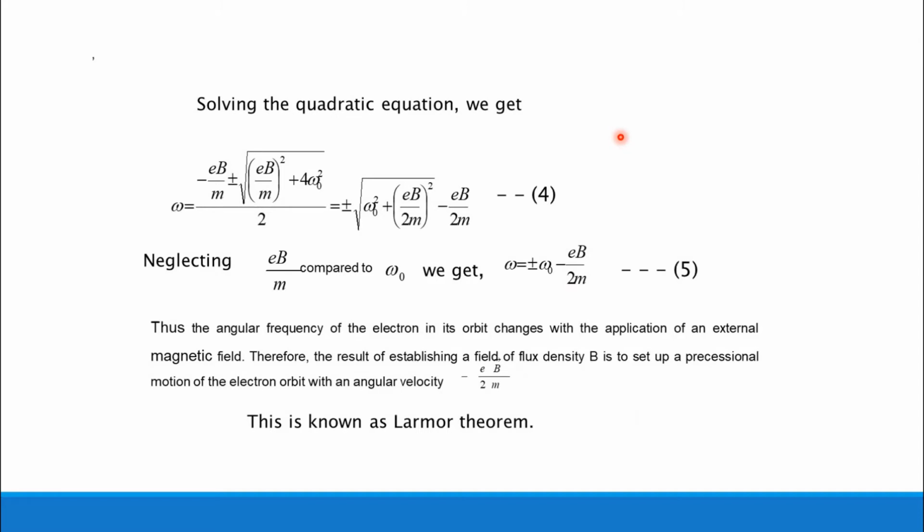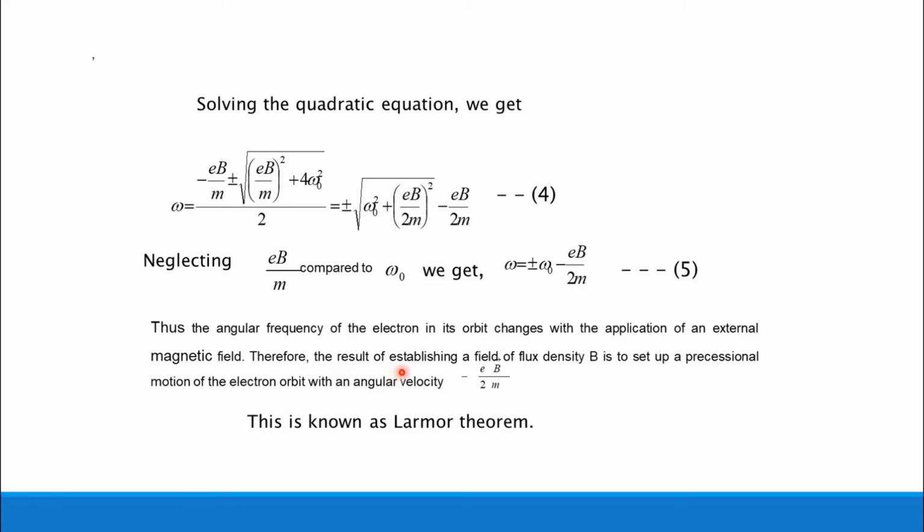Solving the quadratic equation, because you have the type a x square plus b x plus c, you can write omega equal to minus b plus or minus root of b square minus 4ac divided by 2a. After simplification it happens to be like this, equation number 4. Neglecting e B by m compared to omega naught, we get omega equal to plus or minus omega naught minus e B by 2m, equation number 5. Thus the angular frequency of the electron in its orbit changes with the application of an external magnetic field.